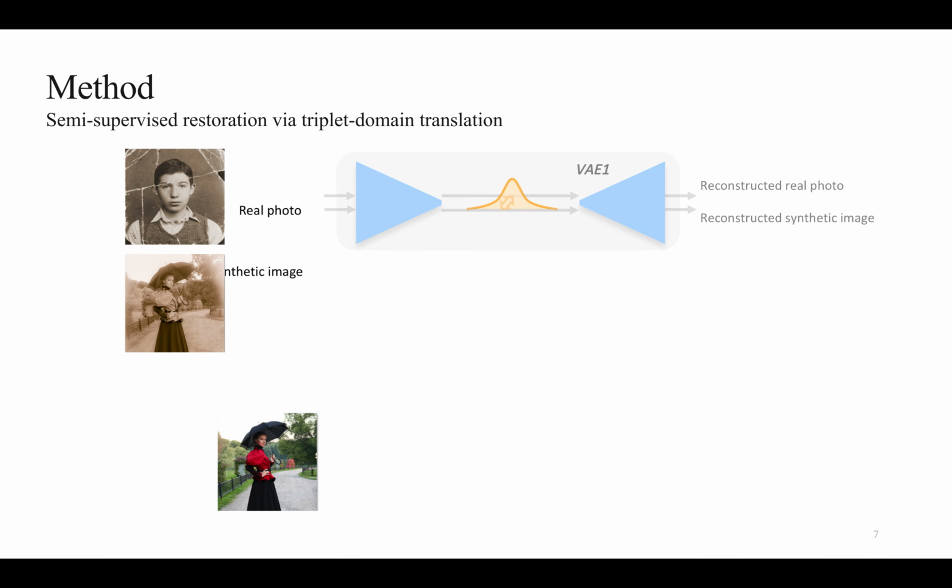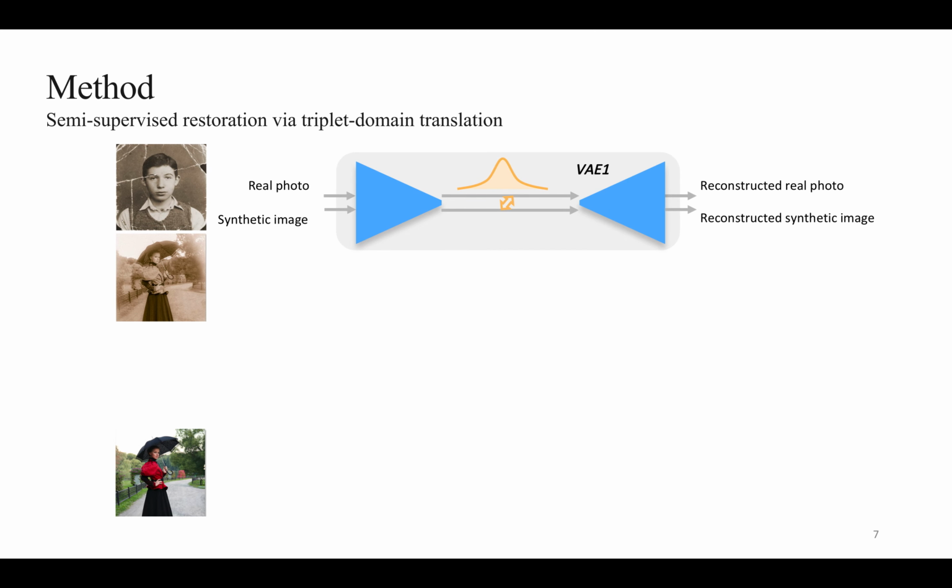This slide shows the network structure. Basically, there are two VAEs. The first VAE maps the old photos and the synthetic images to a shared latent space. And the second VAE obtains the latent code of clean images.